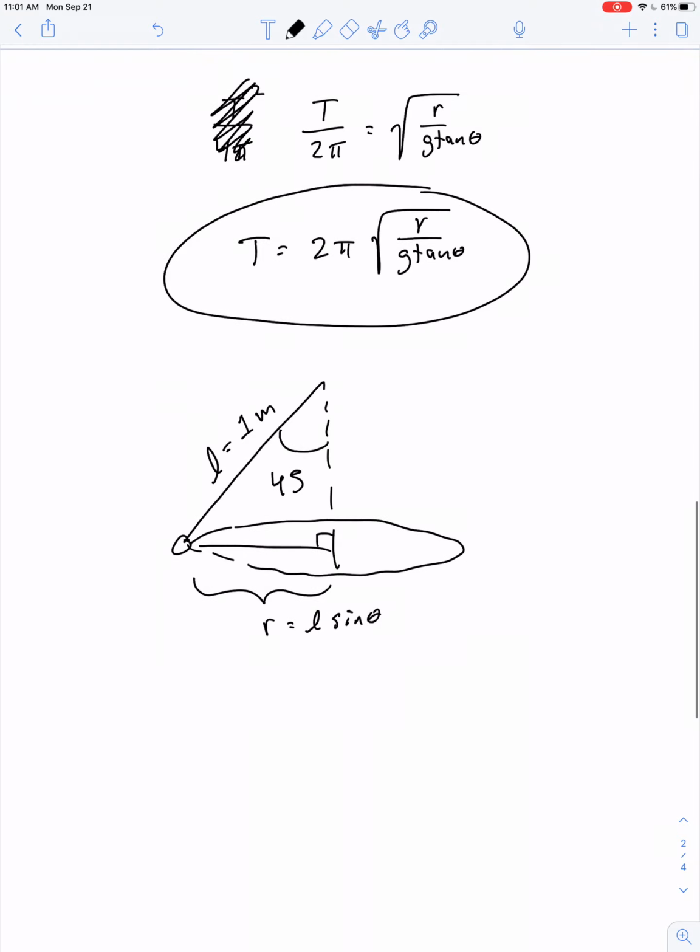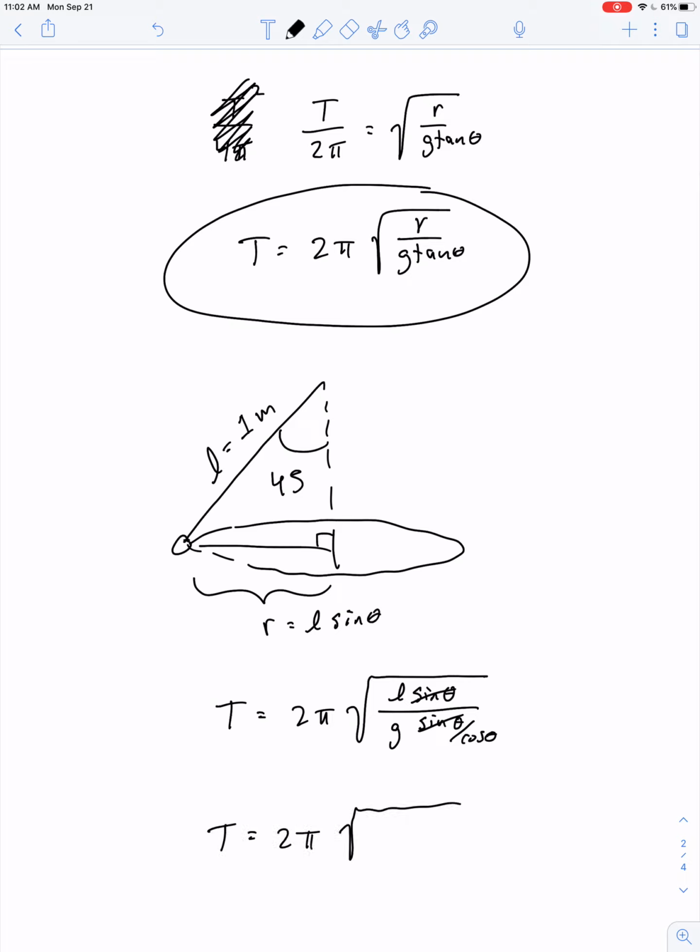Okay, so if we make a substitution, then T would be 2 pi times the square root of L sine theta divided by g tangent theta, but tangent is the same thing as sine over cosine. So sine would cancel out, and we would have T equals 2 pi times the square root of L cosine theta over g.